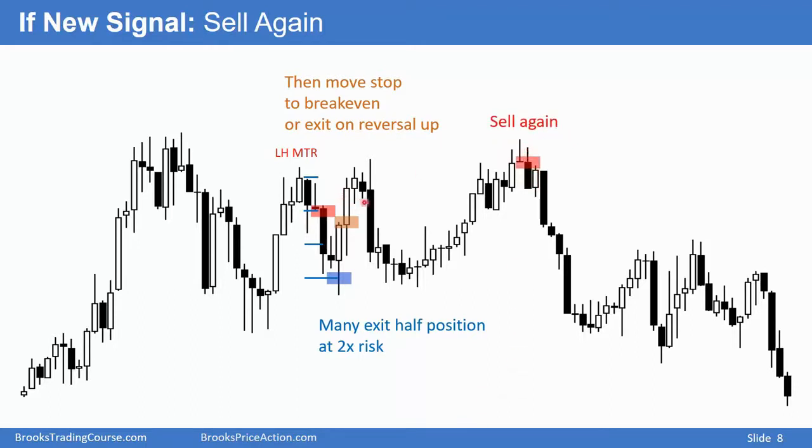You can either sell here or sell here, a reasonable short, a nested wedge. Again, if you exited above this major lower high, you can sell again here, and then you can sell again here. If there's a new signal, just sell again. End of the session, take profits.